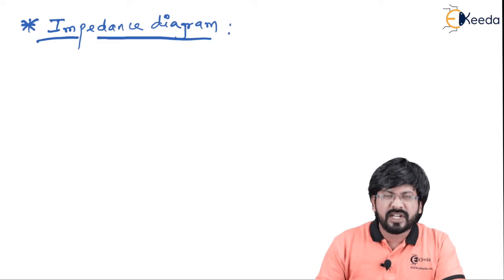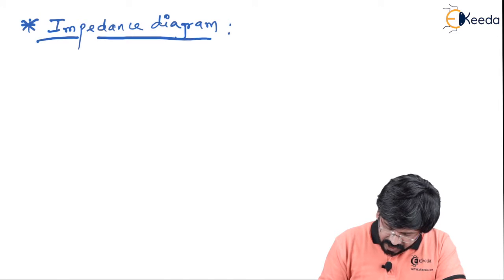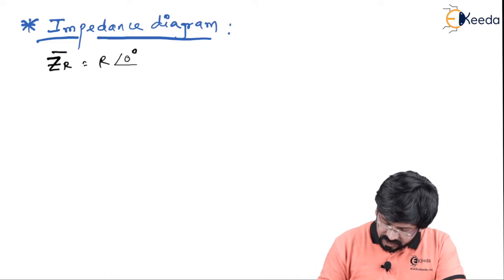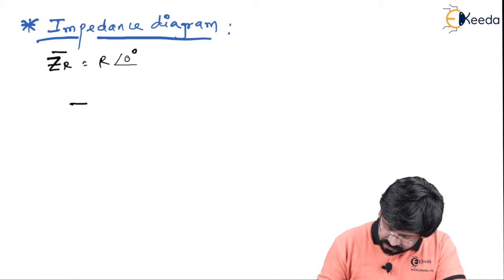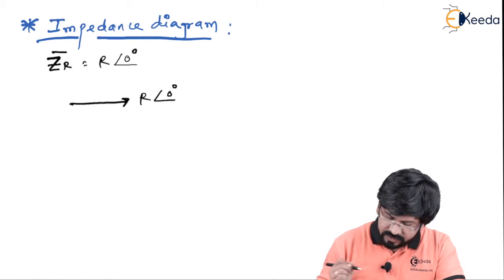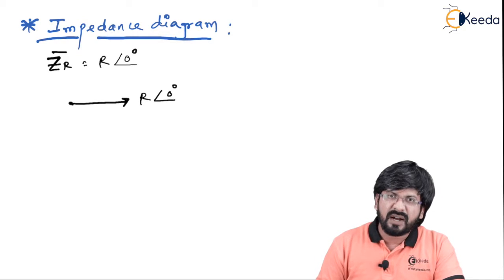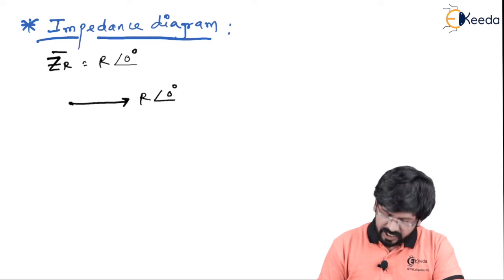Now we will see the impedance diagram. Impedance diagram means right now we have ZR as simply R at an angle of 0 degree. I can actually draw a vector like this, that is R at an angle of 0 degree. That's it. This is what we call the impedance diagram, that is, drawing the vector of the impedance. After this, we will have the vector diagram now.